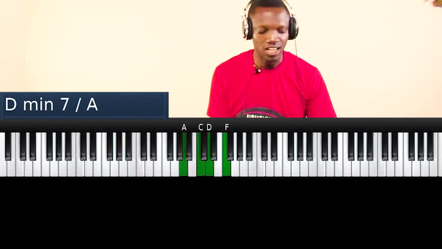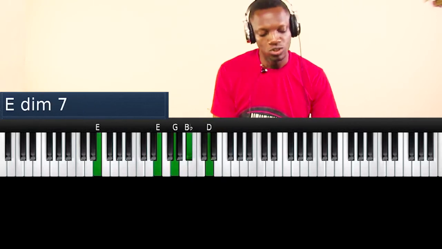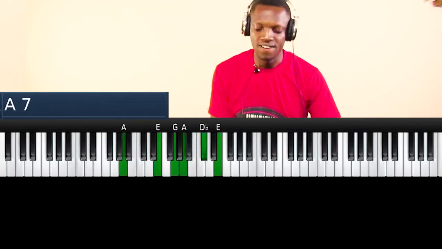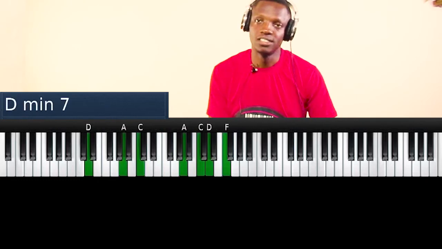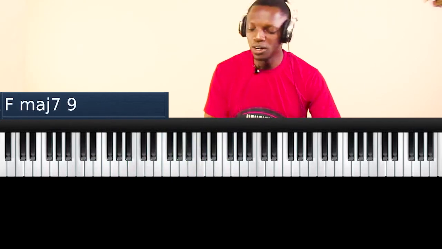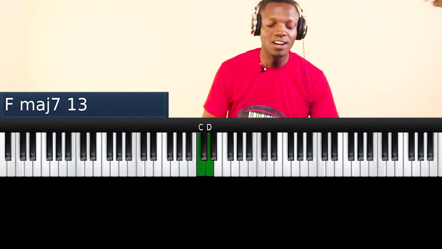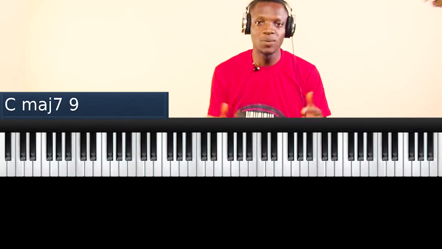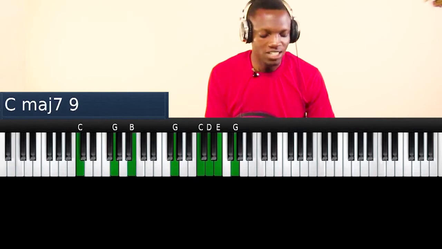Yeah, so that's that. So the 2 is a diminished, then 5, dominant 7, and then 1, which is a D minor. You are the glorious God. Alagbara. So that's another way you can use your minor 7 flat 5.